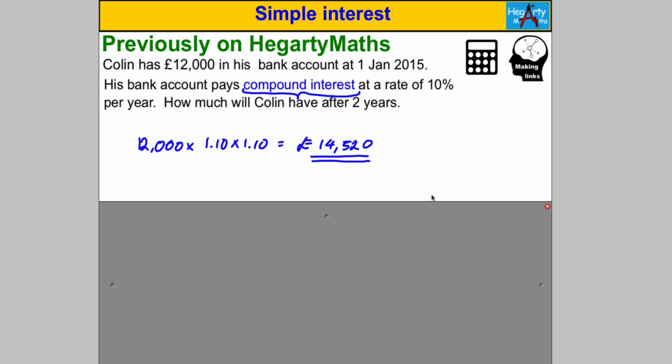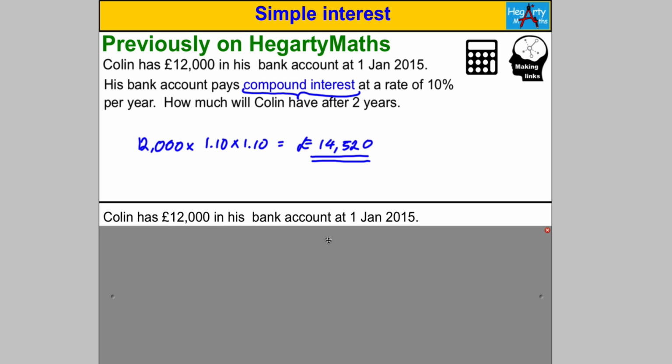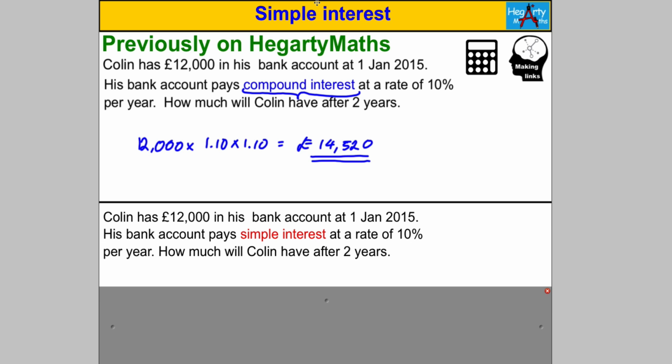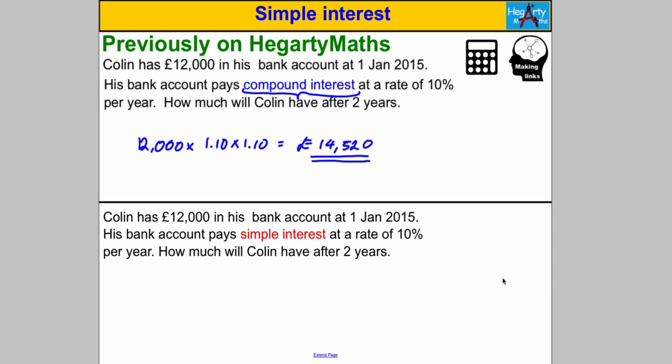Now, the reason I want to point out compound interest is I'm going to do the exact same question, but in the case that it's called, the title of the video, simple interest. So the exact same scenario, but his bank account pays simple interest at a rate of 10%. This means he doesn't get interest on top of his interest, i.e., the effect of that is he gets the same amount of interest every year. It doesn't matter that his amount's increasing.